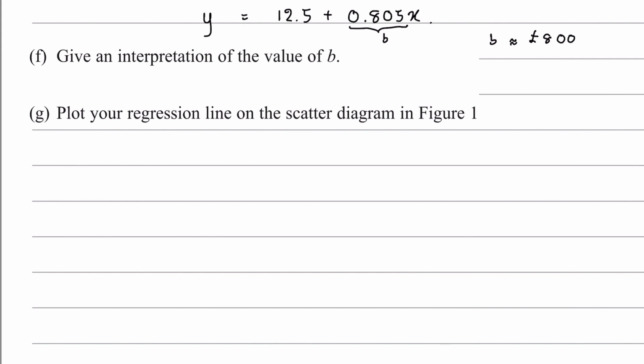And since the gradient is positive, that means the rate, in this case, has to be the rate of increase of the annual salary per one performance score. So we can say that every performance score gives an extra 800 pounds in salary. And next we have to plot the regression line on a scatter diagram.